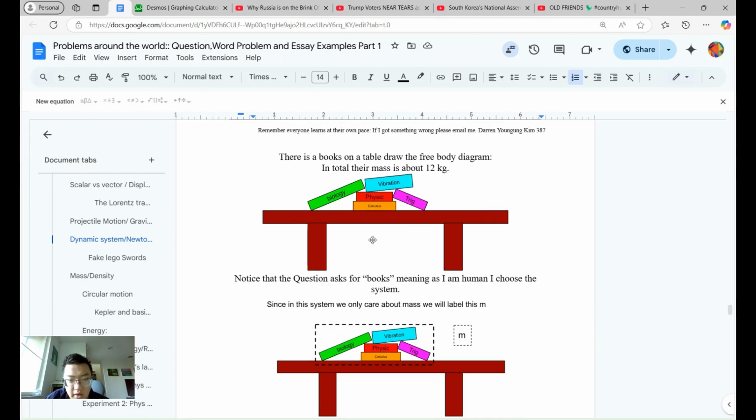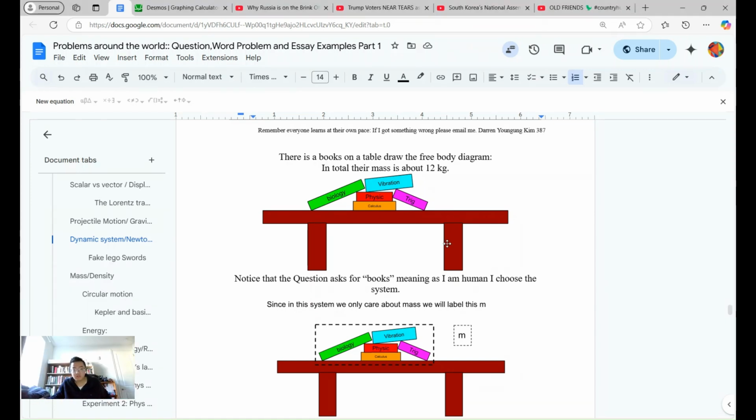Anyway, there's a book. I love this because I'm starting off with a bunch of books here, and the system is whatever you decide the system to be. You could individually make different systems, like five of them, and then show the interaction between all of them. Like this book over here, this book over here, and this book over here, and their interactions. But I can label it all as a group to equal m.